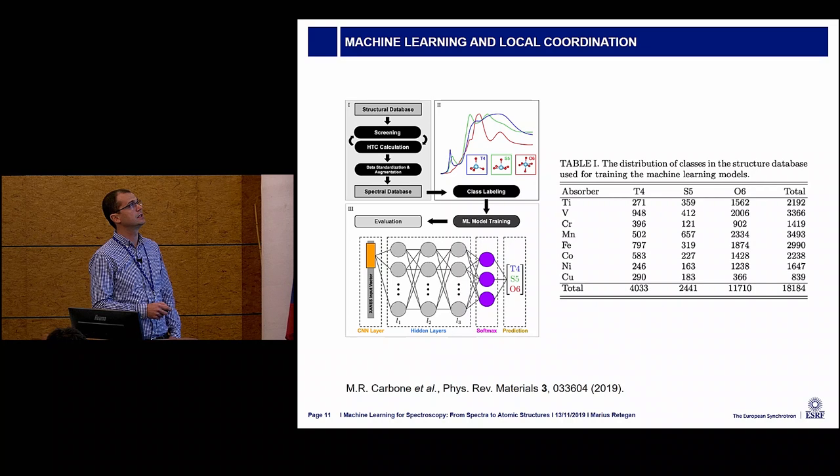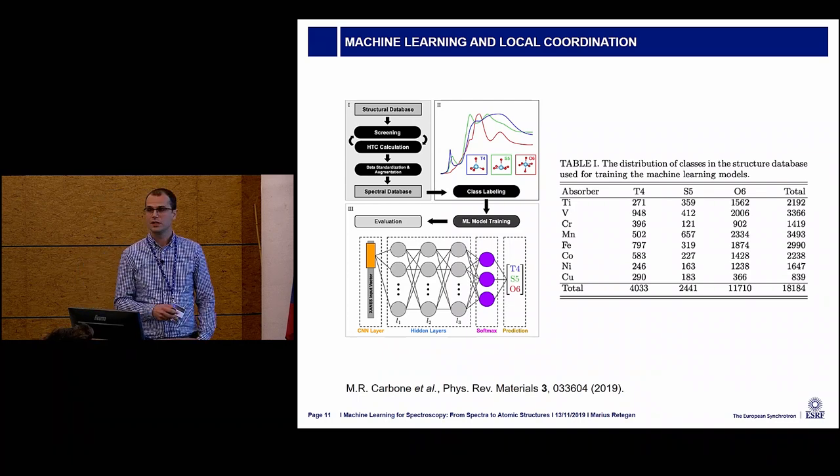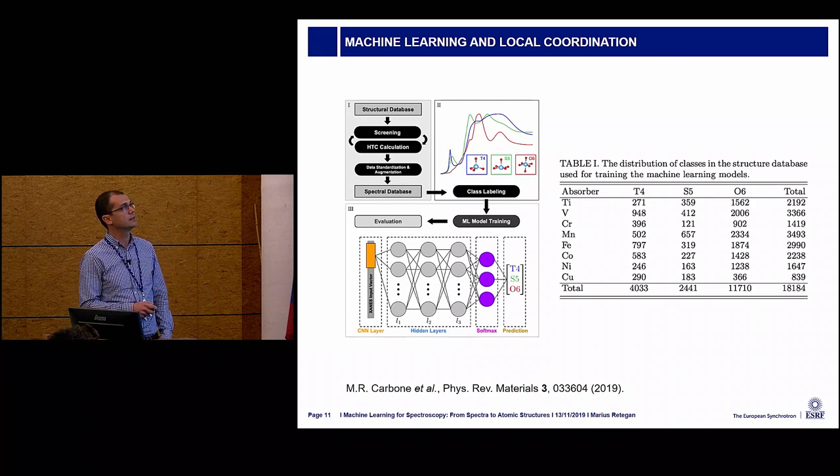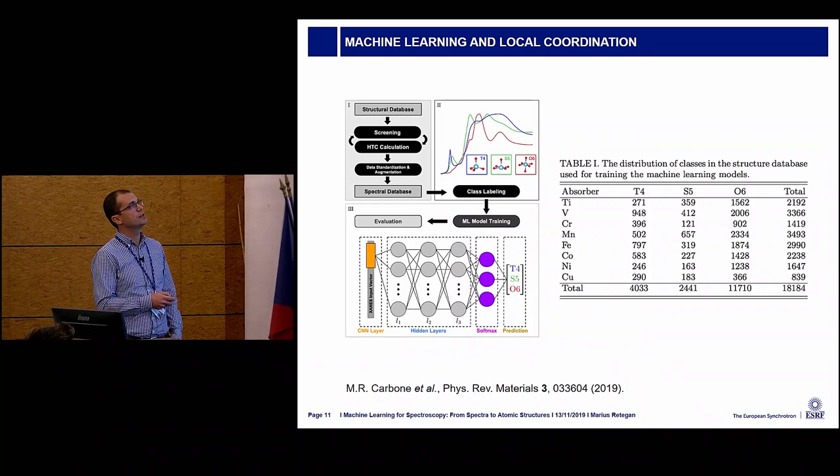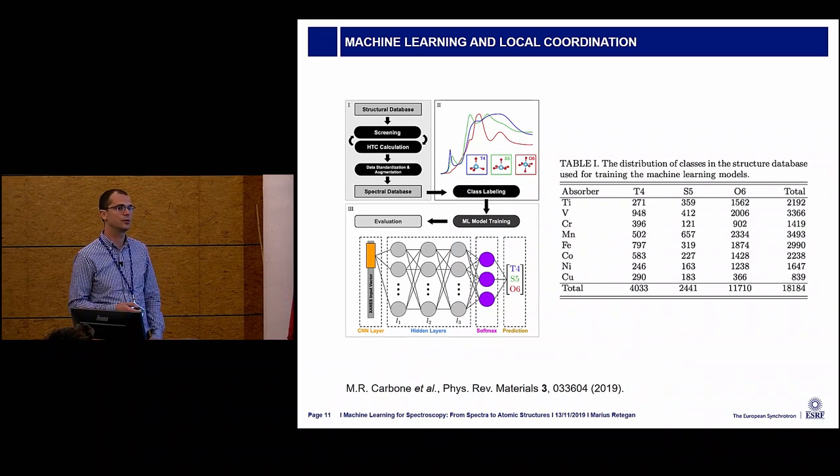Here is an example of trying to identify the local coordination in 3D transition metals based on the X-ray absorption spectrum. You have mostly three important classes: tetrahedral, five-coordinate, and six-coordinated structures. And if you go to an expert that is used to doing such measurements, they're going to tell you that a way to distinguish between the different local coordination environments is just to look at the so-called pre-edge region.